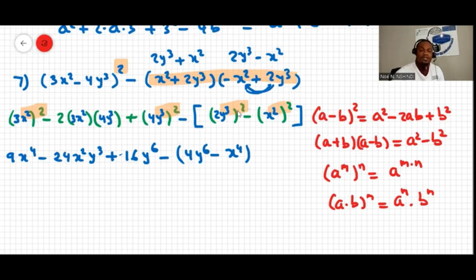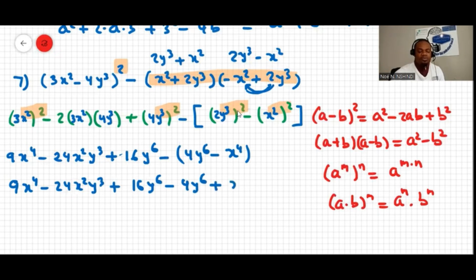Is there anything to simplify? Let's see. I don't see anything yet, but now let's continue solving this. That makes 9x to the 4 minus 24x squared y cubed, plus 16y to the 6 minus 4y to the power of 6 plus x to the power of 4, because when we drop the brackets, it changes the signs of everything within the brackets.